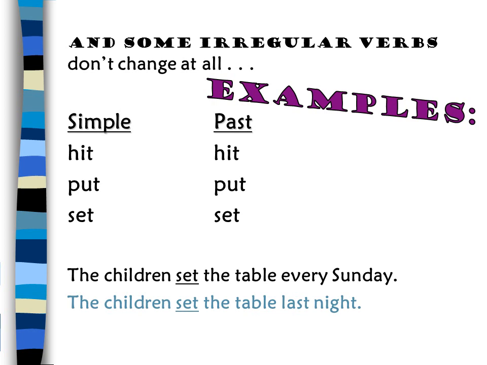No change. So here, the first sentence is in the simple present. The children set the table every Sunday. Simple present. The children set the table last night. Simple past. How do you know that this is simple past? Time expression. We have last night. This indicates that this is the simple past and not the simple present. But the verb is the same, no change for the present and past.